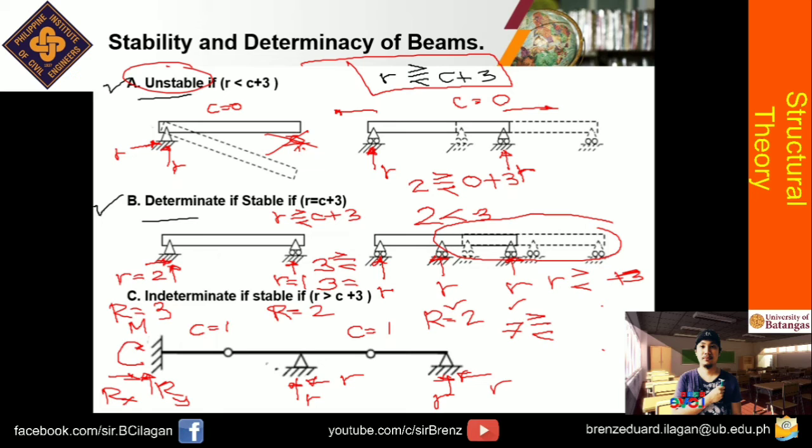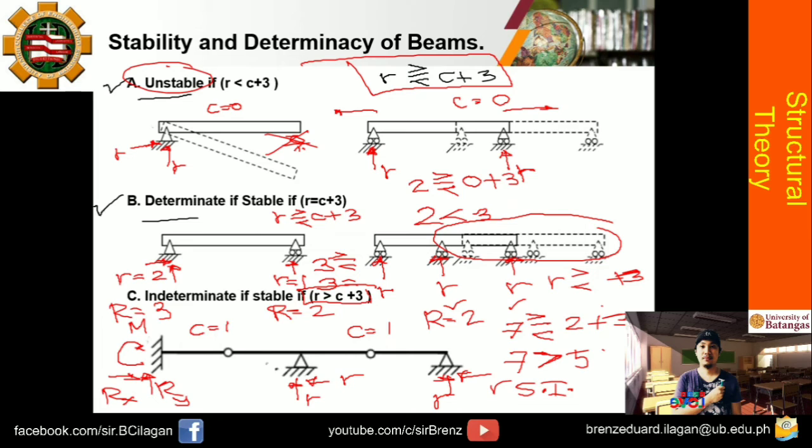Meron tayong internal hinge. So that is 1 plus 1, 2. Plus 3, our equation will be 7 greater than, equals, or less than 2 plus 3. So 2 plus 3, 5. Therefore, 7 is greater than 5. Ganyan yung magiging condition mo. Therefore, the problem is considered statically indeterminate.